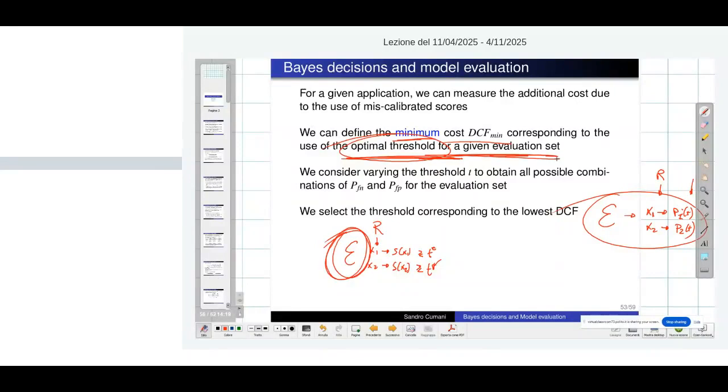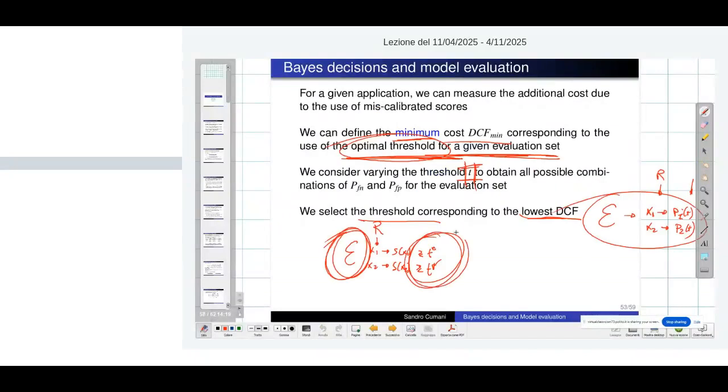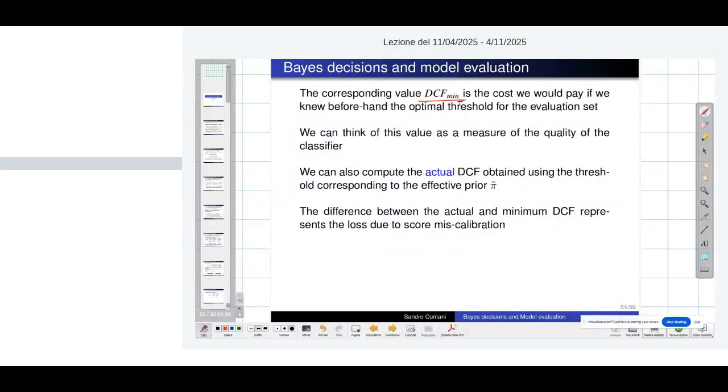It's the best value that we could have for the Bayes risk if we were able to choose the best threshold for the evaluation data. How do we do it in practice? Essentially, we consider all possible thresholds, compute the DCF for all of them, and then take the minimum one. If done efficiently, it may look complex, but it's actually fairly quick. Of course, this is not an unbiased evaluation. It is very biased because I'm estimating the threshold on the evaluation set itself. So this is not a real cost that I will pay. It represents a lower bound of the cost that I pay. Even if I'm able to select the best threshold possible, I will not pay less than this.